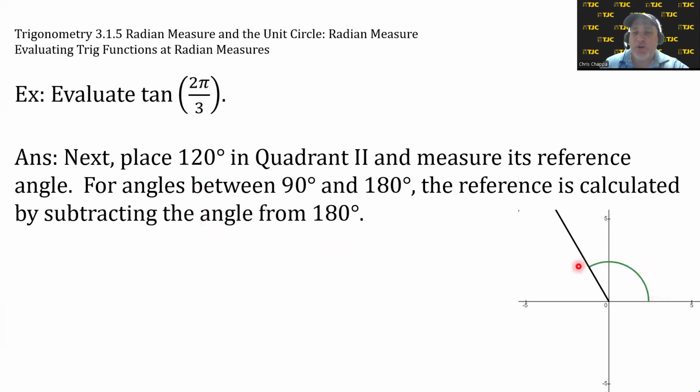Next, let's place the 120 degree angle in quadrant 2, standard position, and measure its reference angle. For angles between 90 and 180, the reference angle is calculated by subtracting the angle from 180. In other words, we need to measure this angle here, but altogether this is 180, so the missing reference angle is 180 minus 120, which is 60 degrees.